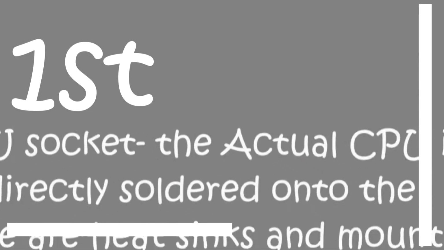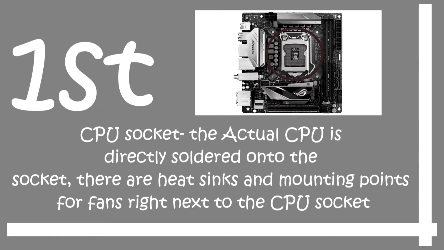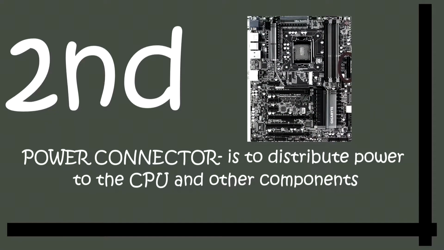First, a CPU socket. The actual CPU is directly soldered onto the socket. Since high-speed CPUs generate a lot of heat, there are heat sinks and mounting points for fans right next to the CPU socket. Second, a power connector. A power connector is to distribute power to the CPU and the other components.